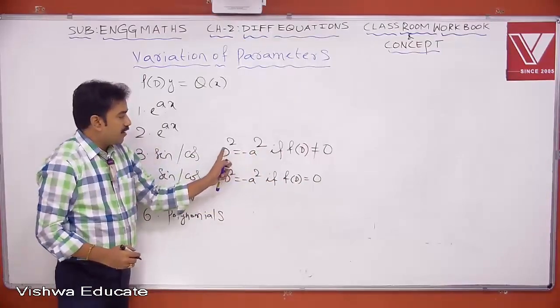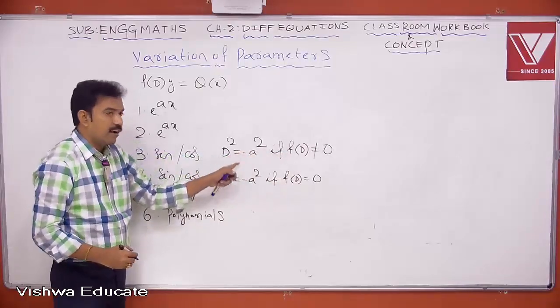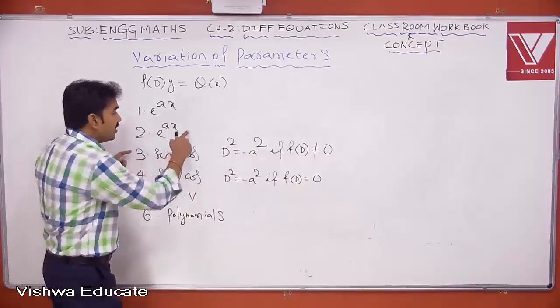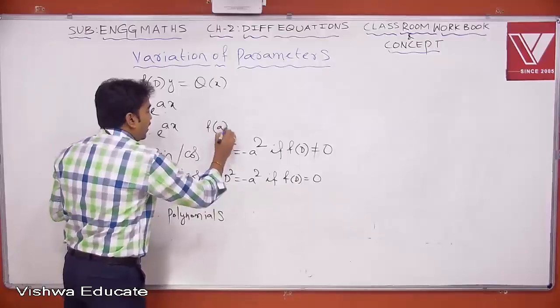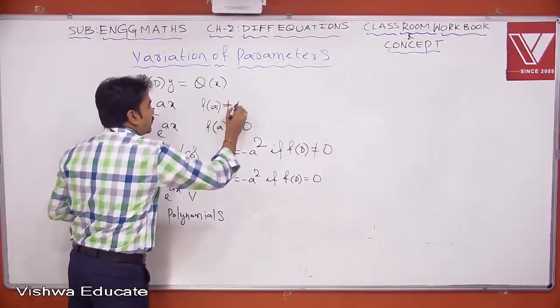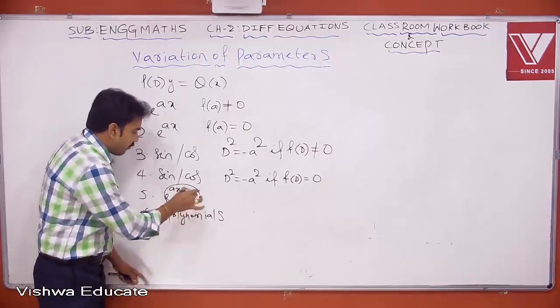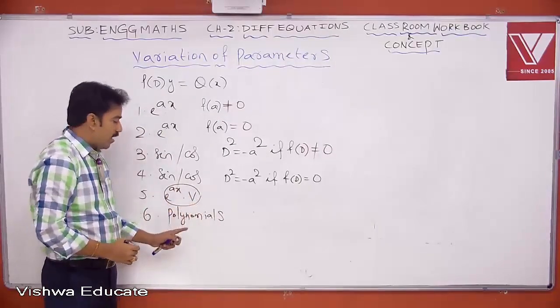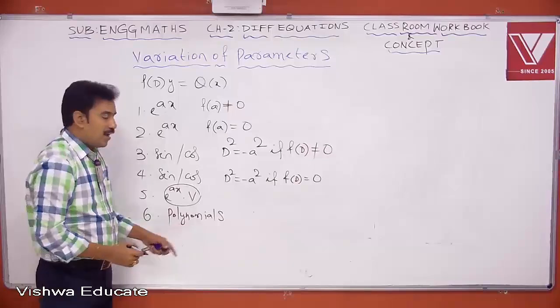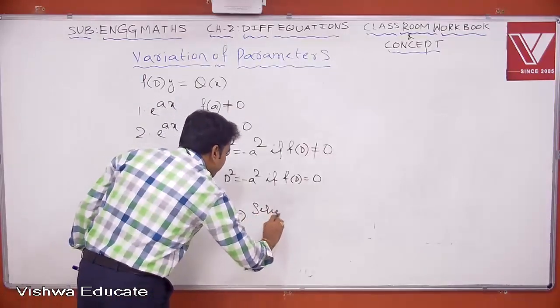Here, when you replace D square by minus a square, if F of D is not equal to 0, we can replace this. In this case, F of a equal to 0. In this case, F of a is not equal to 0. And we have seen how to find particular integral in case number 5, e power ax into V, and for polynomial expressions. In case of polynomial expressions, we have gone through series expansions.